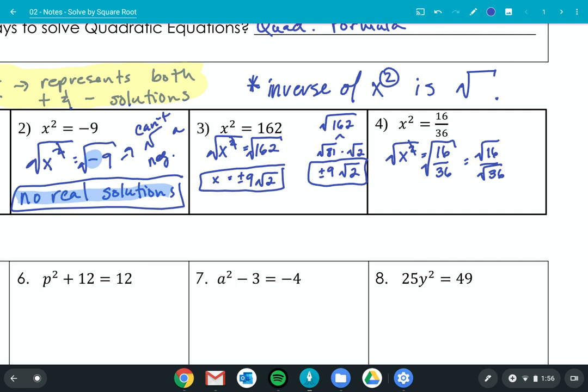So the square root of 16 is plus or minus 4, and the square root of 36 is plus or minus 6. So how I just represent this is saying that my answer, or x, is just plus or minus 4 over 6, which can be simplified to plus or minus 2 over 3. Because 4 over 6 simplifies into a fraction. Okay.